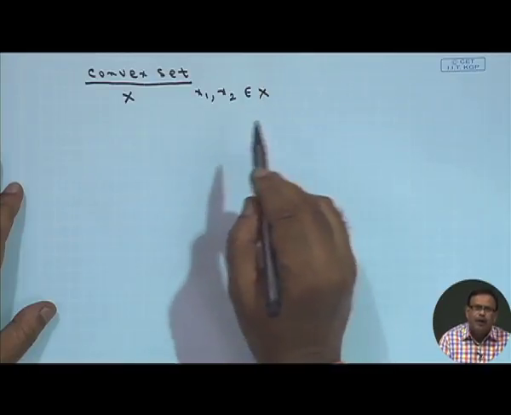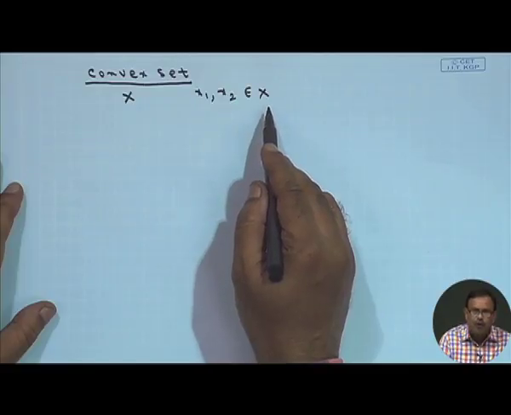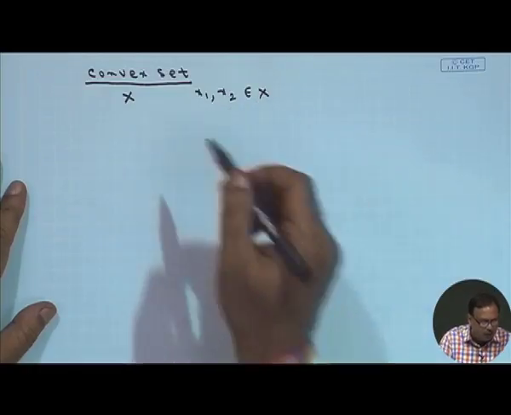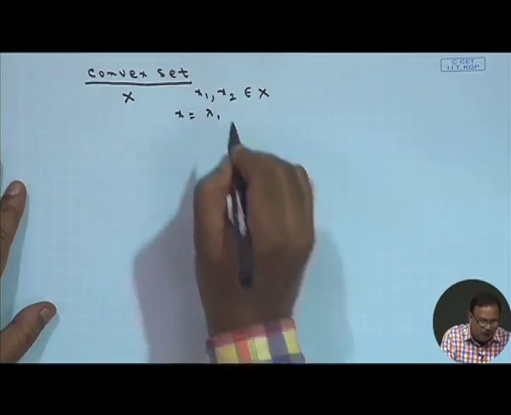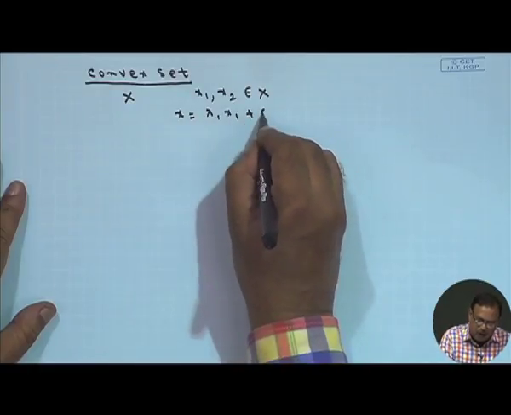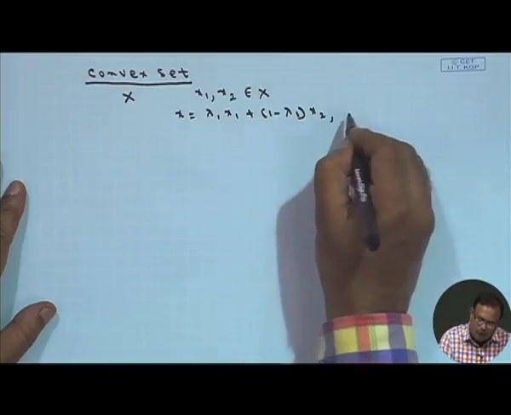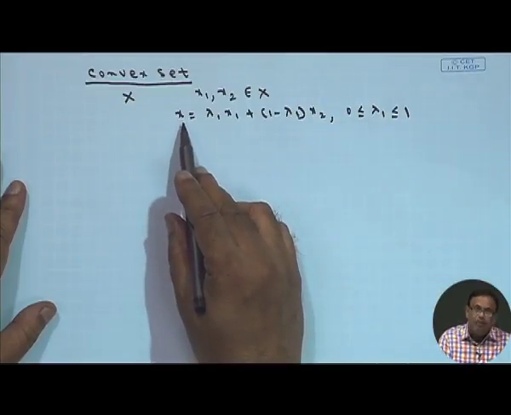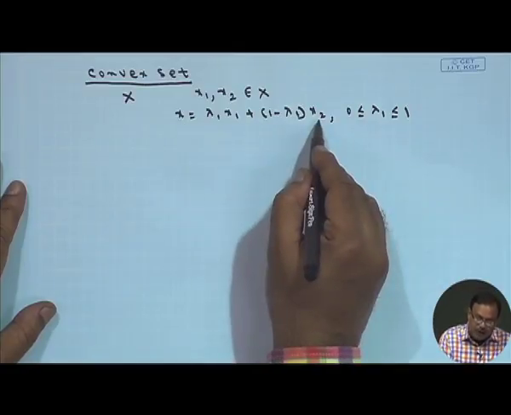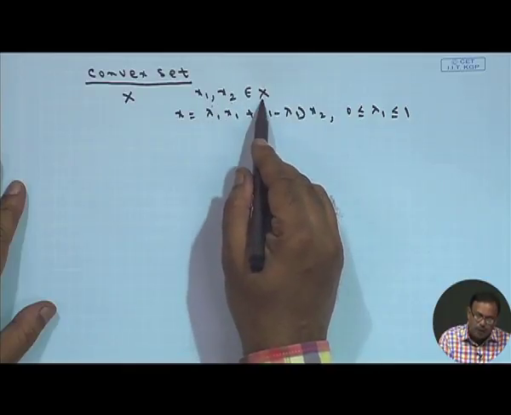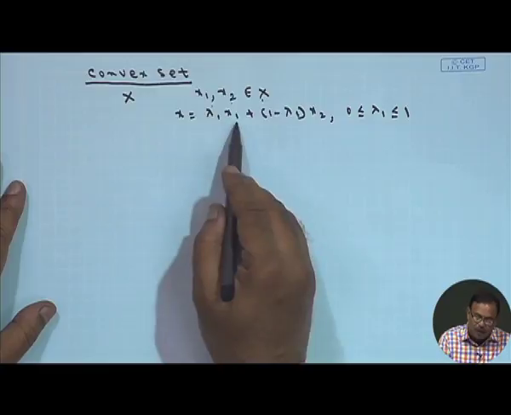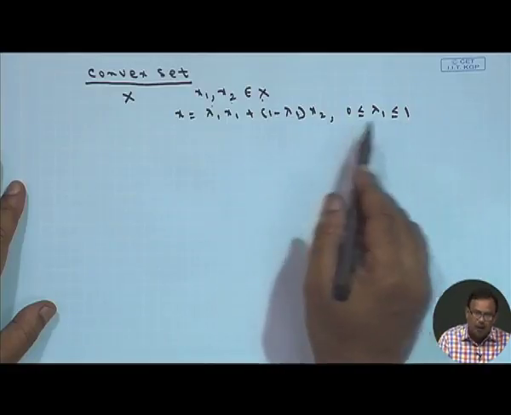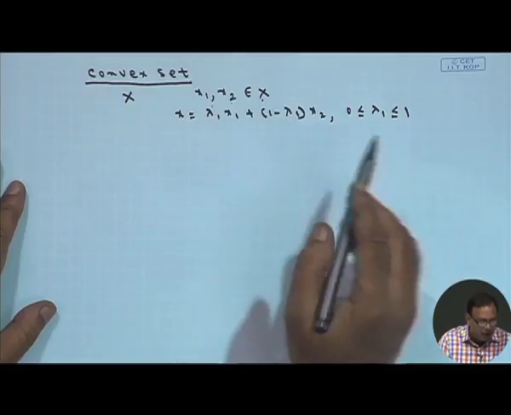That means, any point you take on the line segment, that point also should belong to X. Mathematically, if x1, x2 belong to X, and if I can find lambda 1 x1 plus 1 minus lambda 1 into x2, where lambda 1 lies between 0 and 1, then this point must be a member of set X. So, if this is satisfied for any two points x1, x2 belonging to X, with x equals lambda 1 x1 plus 1 minus lambda 1 into x2, where lambda 1 lies between 0 and 1, then x must be a member of the set X.